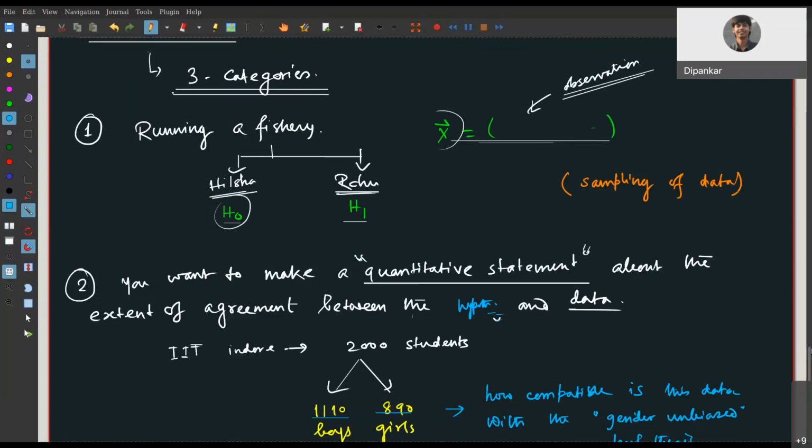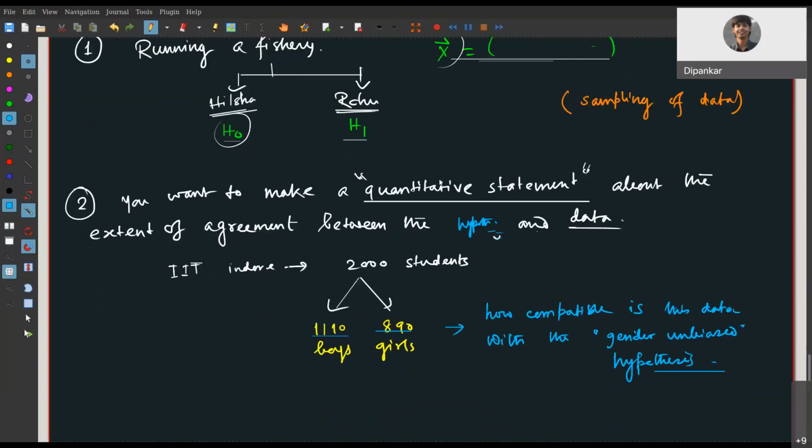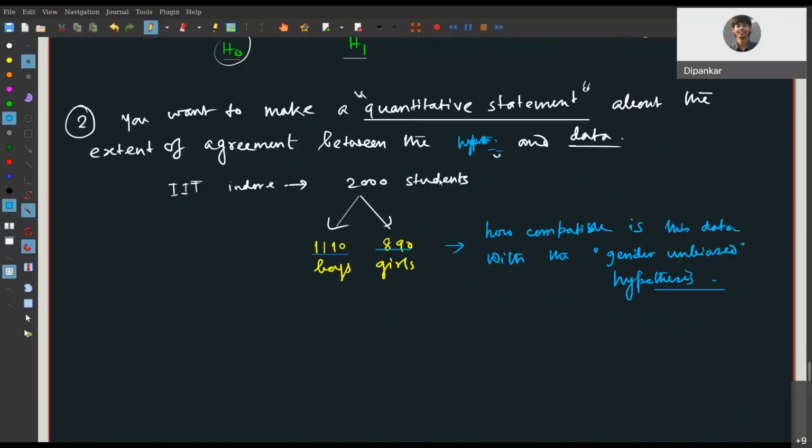First category is the sampling of data, when you have two competing hypotheses and you are trying to choose one in favor of the other. You are trying to sample data. Then in the next example, you do not have a competing hypothesis. You have a single hypothesis, and the hypothesis needs to be a simple hypothesis. I will define in the next class what I mean by simple hypothesis. And in this example, you have only one hypothesis, and you are trying to make a quantitative statement about the extent of agreement between these two. And this type of analysis I will call the goodness of fit test.